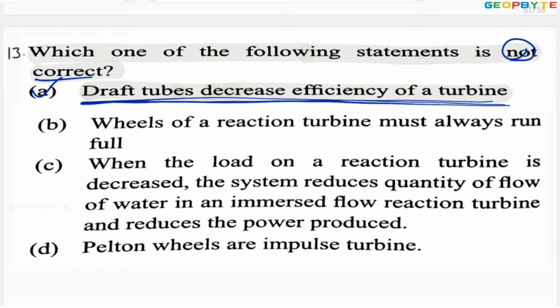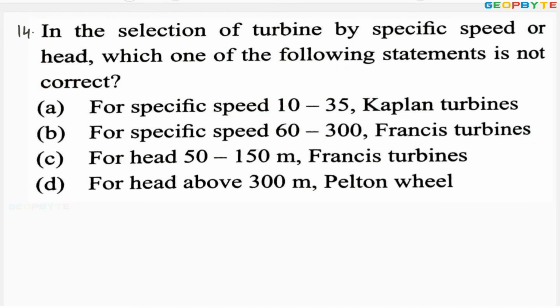Let us take one more problem. Look at the next problem. In the selection of turbine by specific speed or head, which one of the following statements is not correct? You are asked to identify the statement which is not correct.